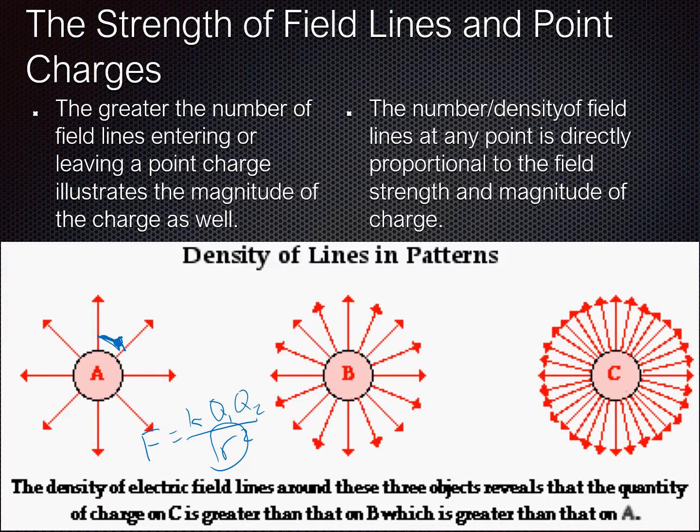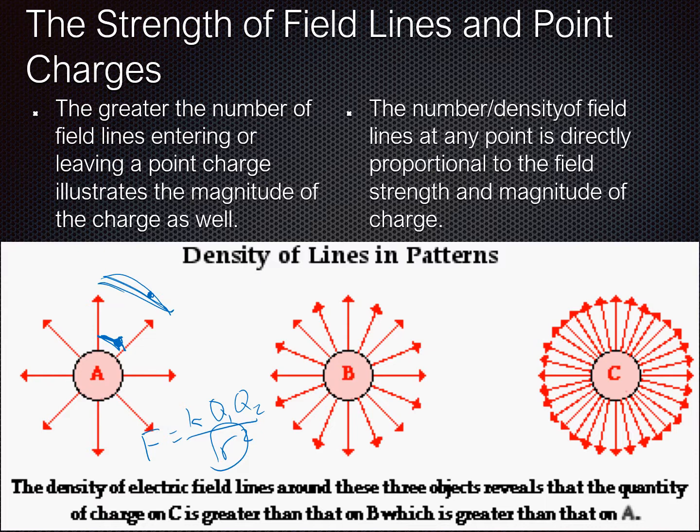Whereas if I were to take a test charge and put it way out here, now you can see the field lines are really far away from each other. They're spaced out. That means that the electric field at that point is actually much weaker. So as the lines spread out, the field gets weaker. And you never actually change the number of lines that you have. You always keep the same number.